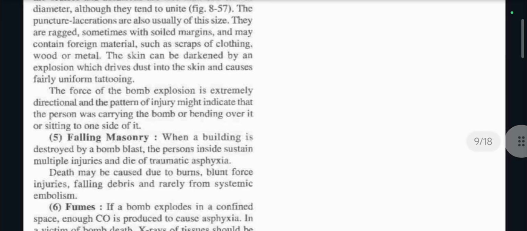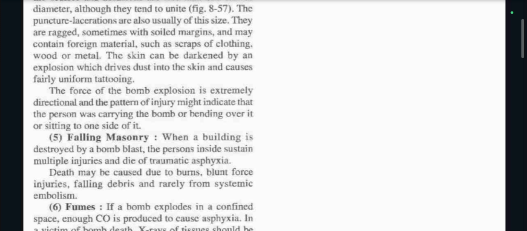Number fifth point, the force of the bomb explosion is extremely directional. Directional word is very important, and the pattern of the injury might indicate that the person was carrying the bomb or bending over it or sitting to one side of it. So sixth point, either the person was carrying the bomb, or he was bending over it or sitting to one side of it. This was about your flying missiles.